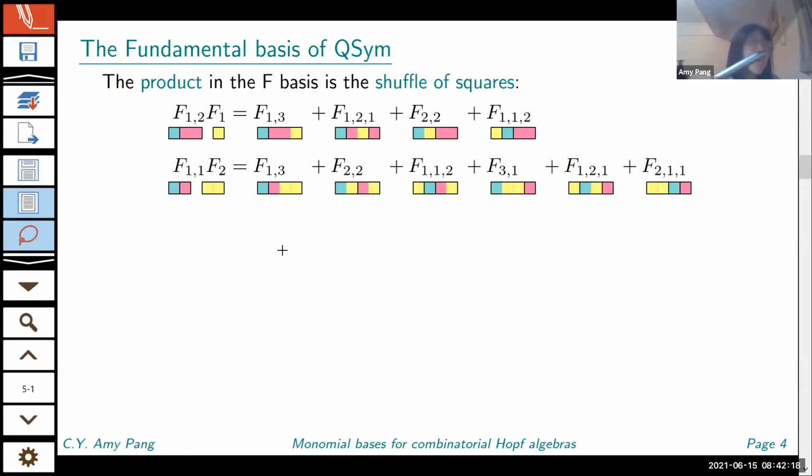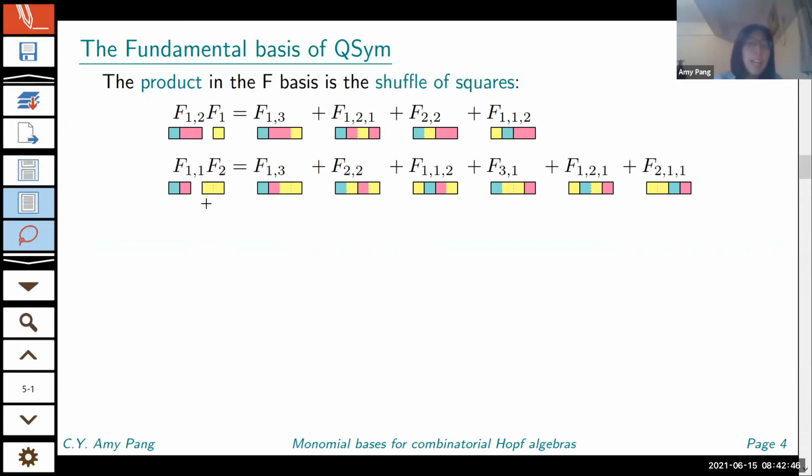Because of time, I can't actually explain why this is the rule, but the product rule for the fundamental basis is the shuffling of squares. Okay, so here I'm shuffling the yellow square into any position between the green and red squares. And this is not based on blocks. So that's why the yellow square can go in between the two red squares.